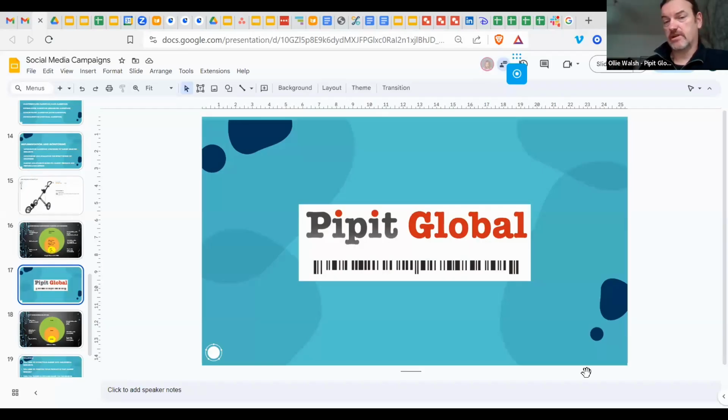So another example, like I mentioned earlier on, I'm the CEO and co-founder of Pipit Global. We're a payments company. Our mission is to make it cheaper, faster and safer for migrants to get money home to support their families.